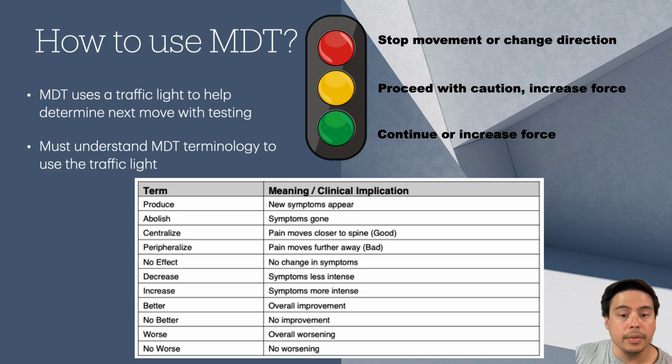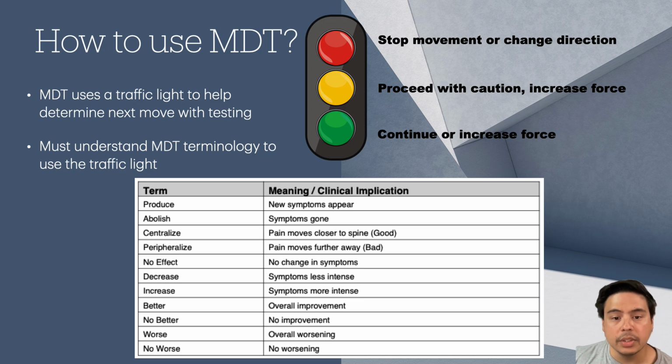So based upon those terms, it helps you determine what you should do with the light. If it's considered red light, you would stop movement, change direction. Yellow would be proceed with caution, increase the force, and then green would be continue or increase the force. Essentially, anything that becomes worse, you would consider a red light. You would stop movement and change direction.